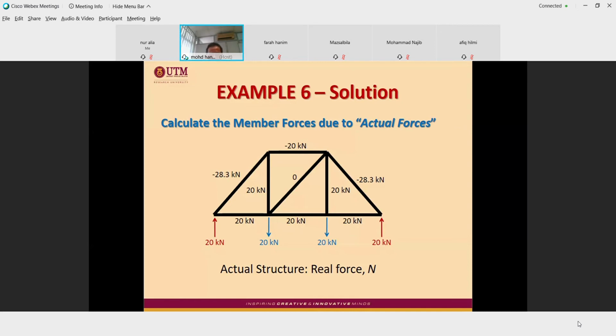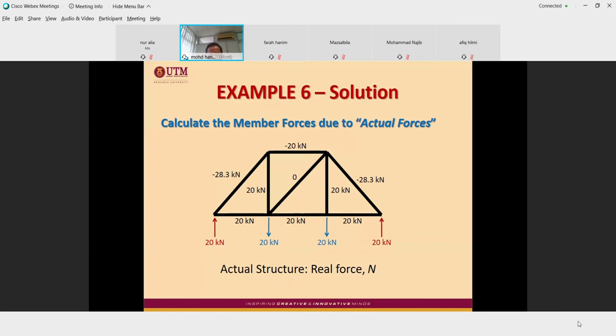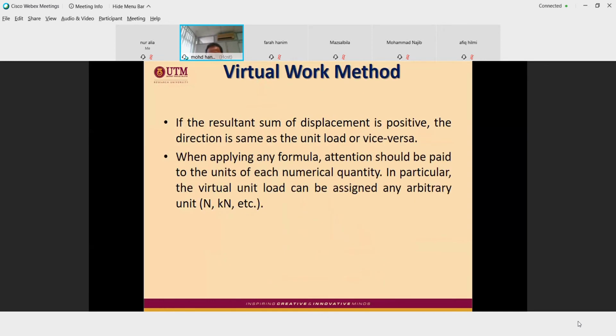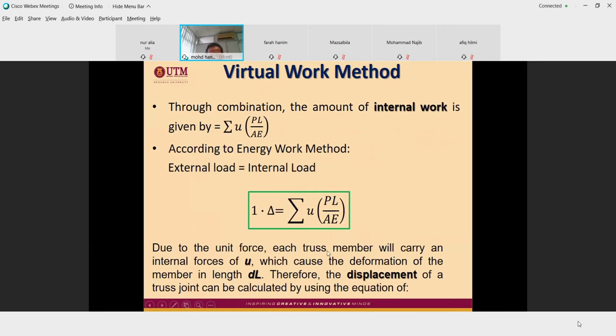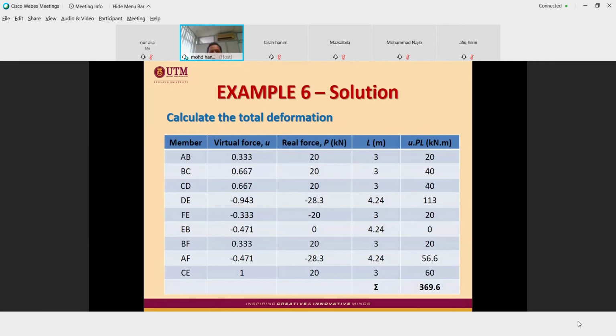Now you have U. This one is U. You have P, or in this case N. Because we use summation of each member, if there are 10 members, it is not easy for you to write in sentence form. It is easier for us to write in tabular form.